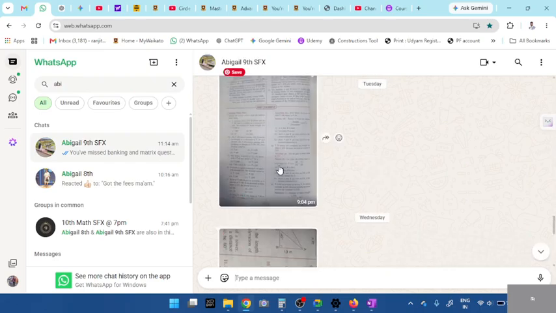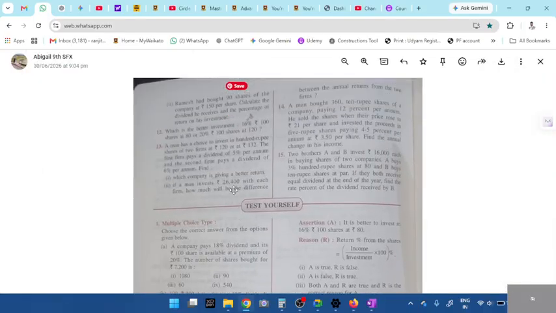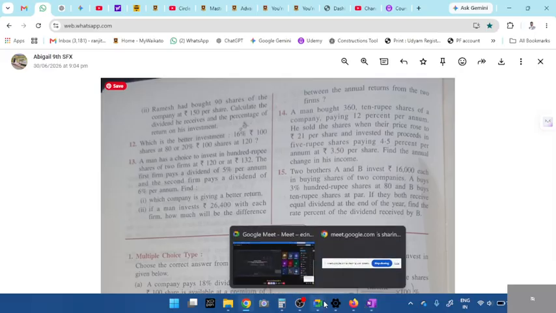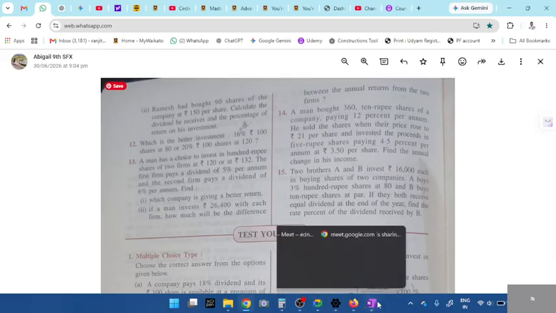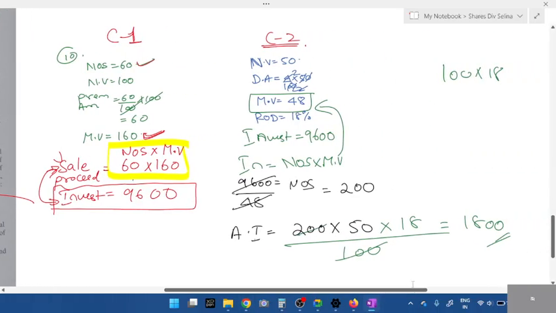Which one, Abigail? You didn't send this one, right? Ramesh had bought 90. Calculate the dividend percentage return. No, that is not. Okay, let me see, students, because only 5 minutes. I have another class. I have to teach them. We'll continue this tomorrow. All of you done with this? Sale proceed, will continue tomorrow.